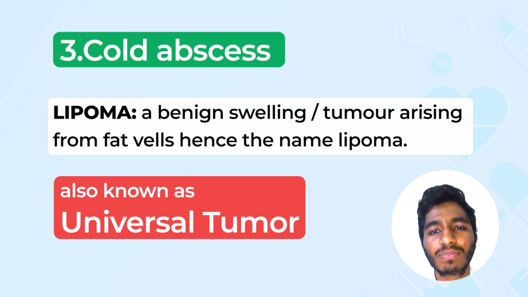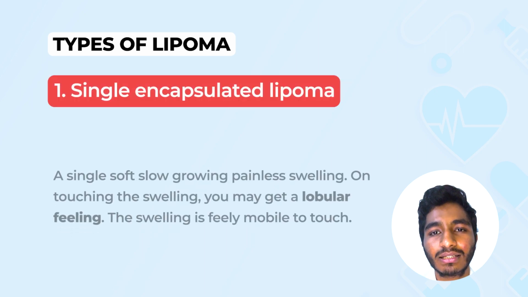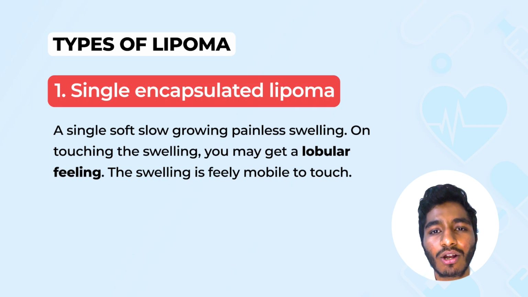There are three main types of lipomas. The first one being a single encapsulated lipoma, which is nothing but a single soft growing swelling. And on touching the swelling, usually there is a lobular-like feeling that one gets, not associated with any pain. That again helps you differentiate between an abscess and a lipoma. Fever also may be absent.